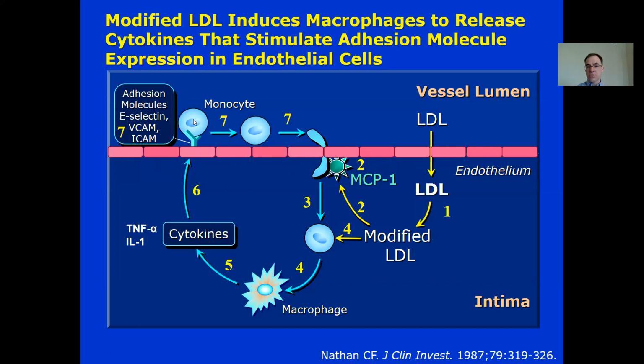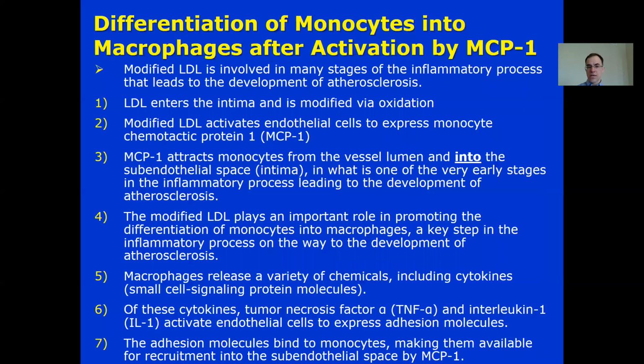So now what happens is you have the rolling and sticking of the monocyte. The monocyte comes in, and through crosstalk the modified LDL will cause the monocyte to change into a macrophage. The macrophage makes cytokines, the cytokines make the adhesion molecules, and monocytes come in. You can see that essentially steps 3, 4, 5, 6, and 7 will continue in a vicious cycle to accumulate more and more macrophages inside the coronary artery intima. Again, this is just the written part of what we just talked about.